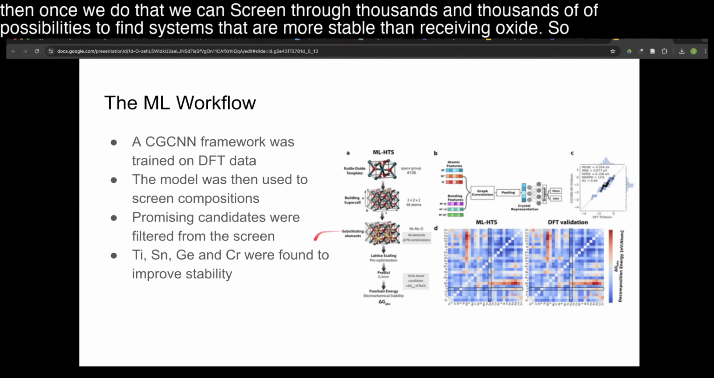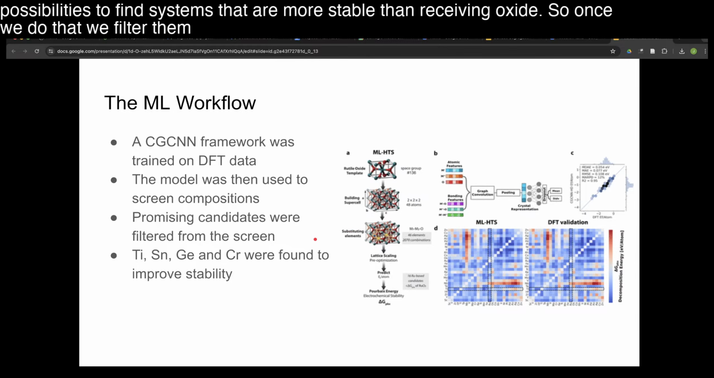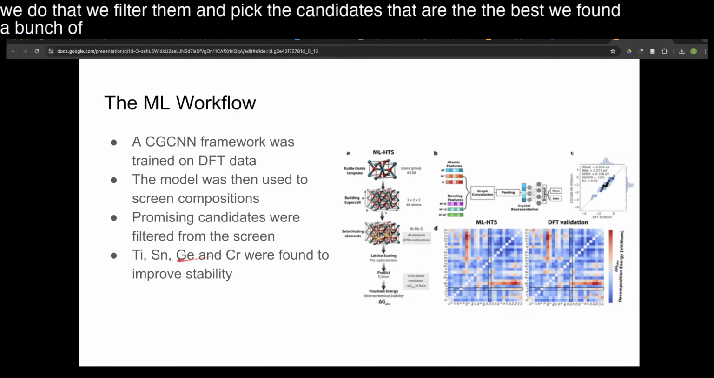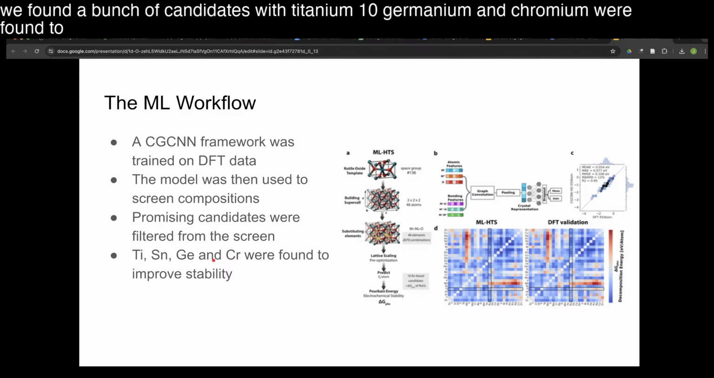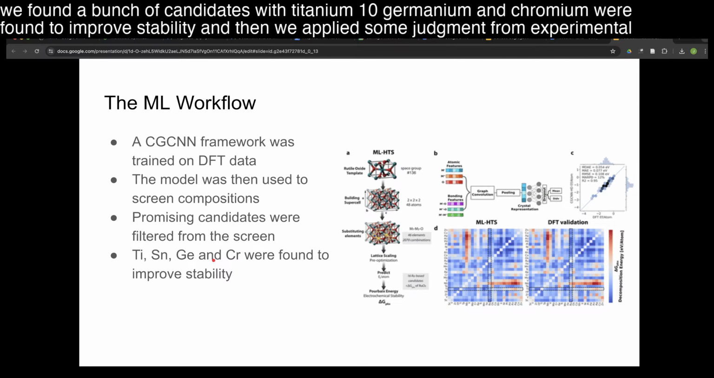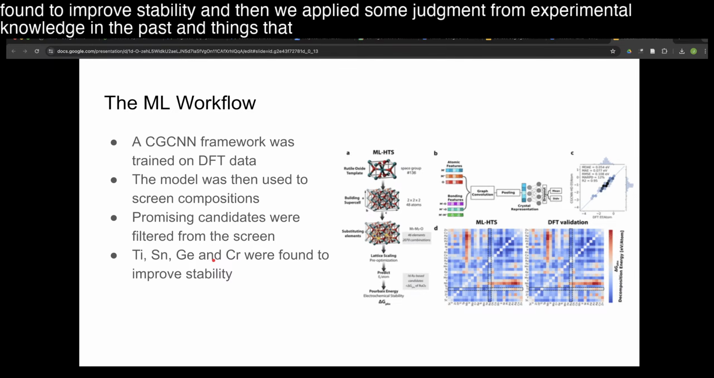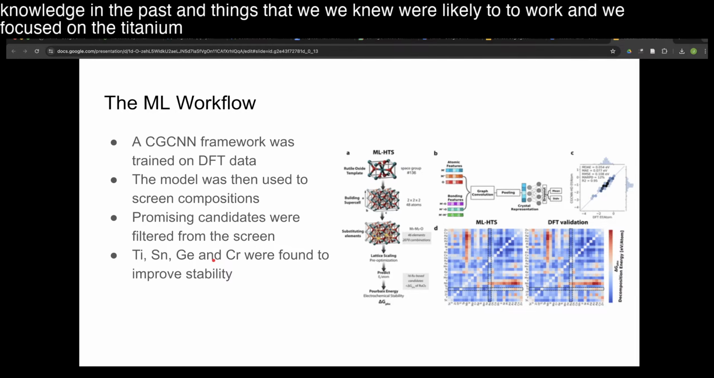So once we do that, we filter them and pick the candidates that are the best. We found a bunch of candidates with titanium, tin, germanium, and chromium were found to improve stability. And then we applied some judgment from experimental knowledge in the past and things that we knew were likely to work. And we focused on the titanium-chromium system going forward.